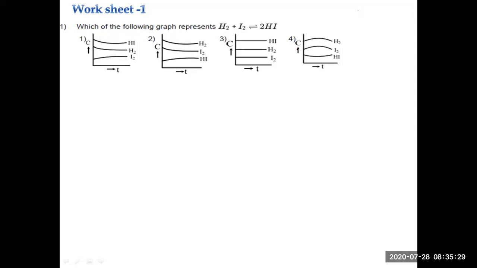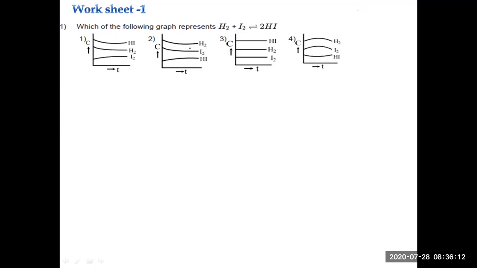Option B. There is unanimity in the answer, all are B. Good. See here, in any reaction, concentration of reactants decreases and concentration of products increases. In the first graph, HI's product concentration can't decrease. So the second graph is correct.